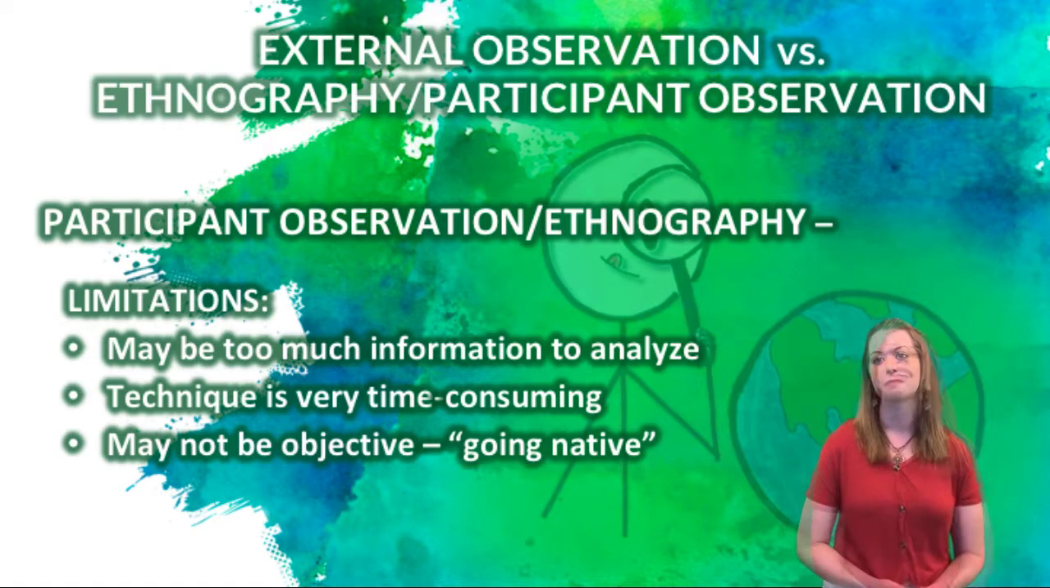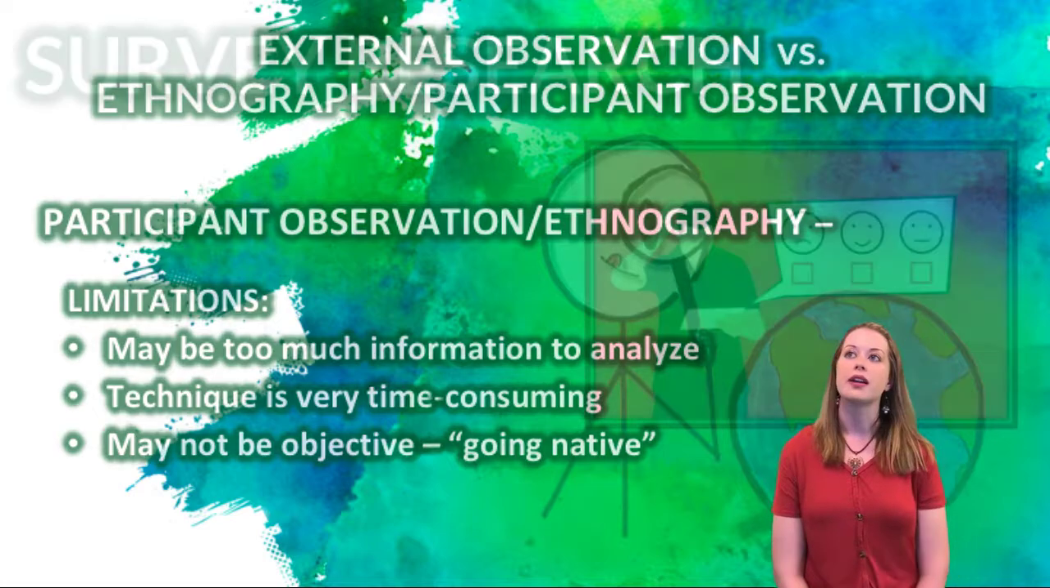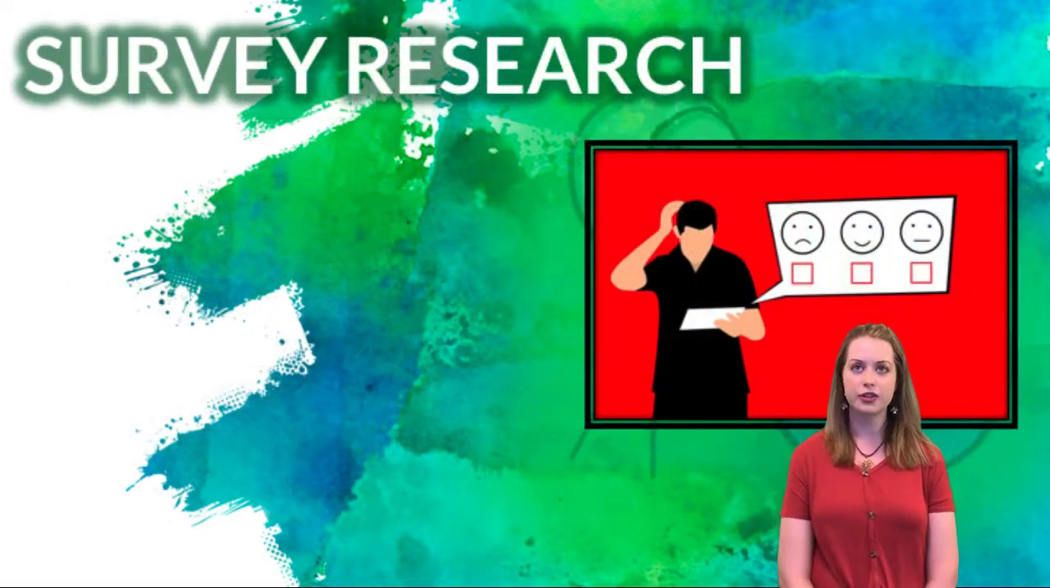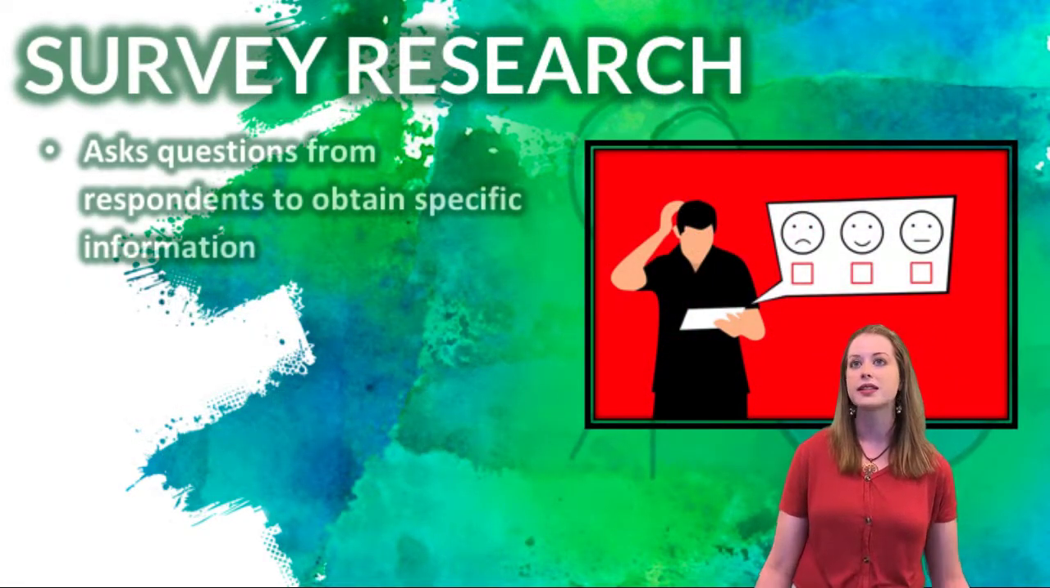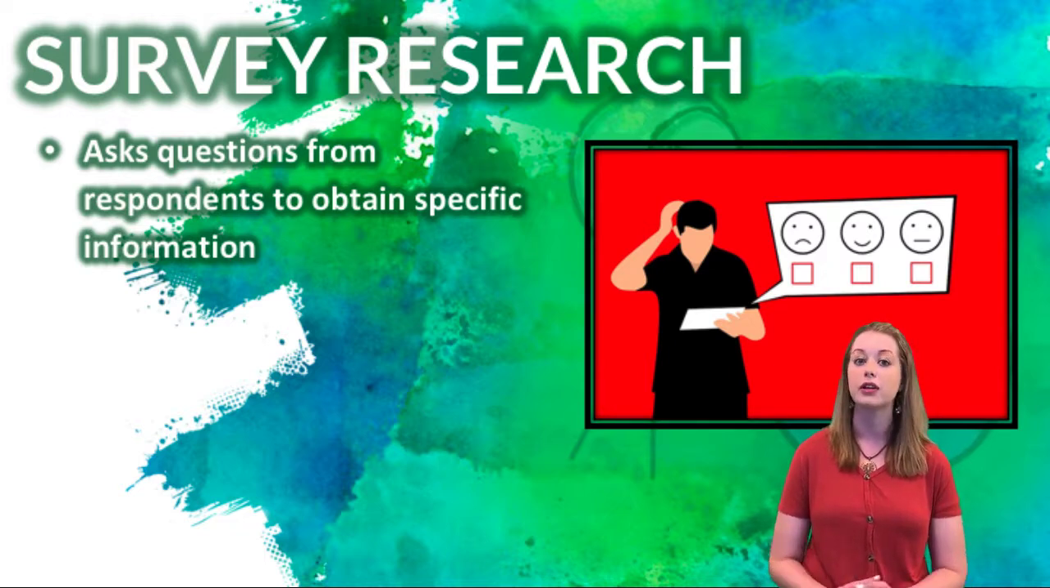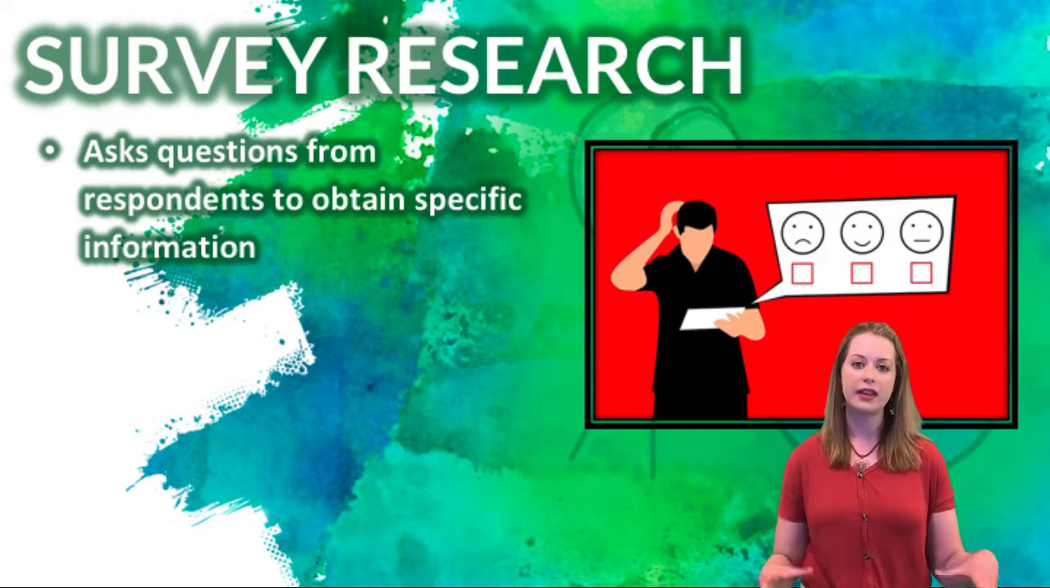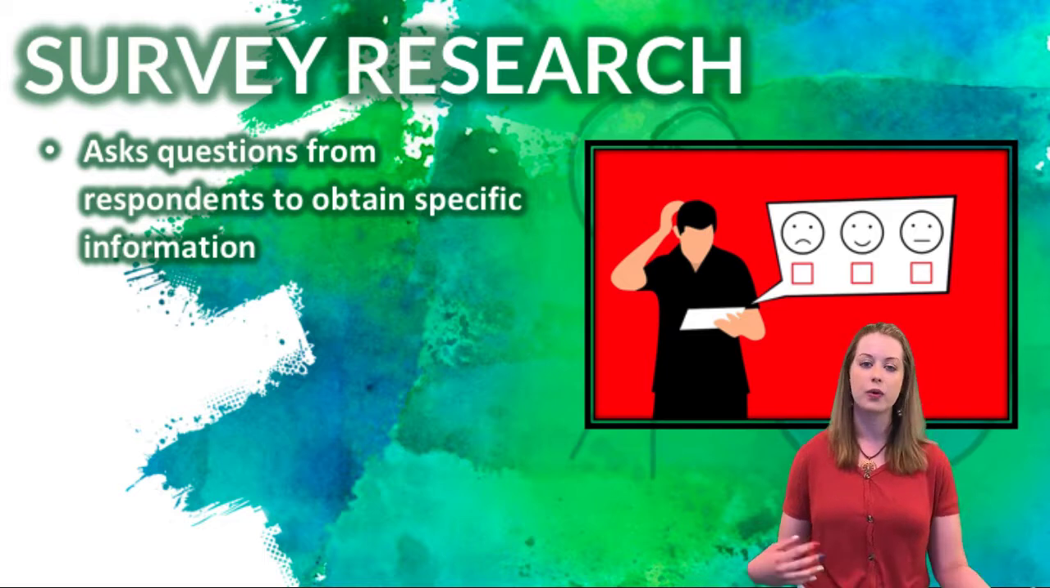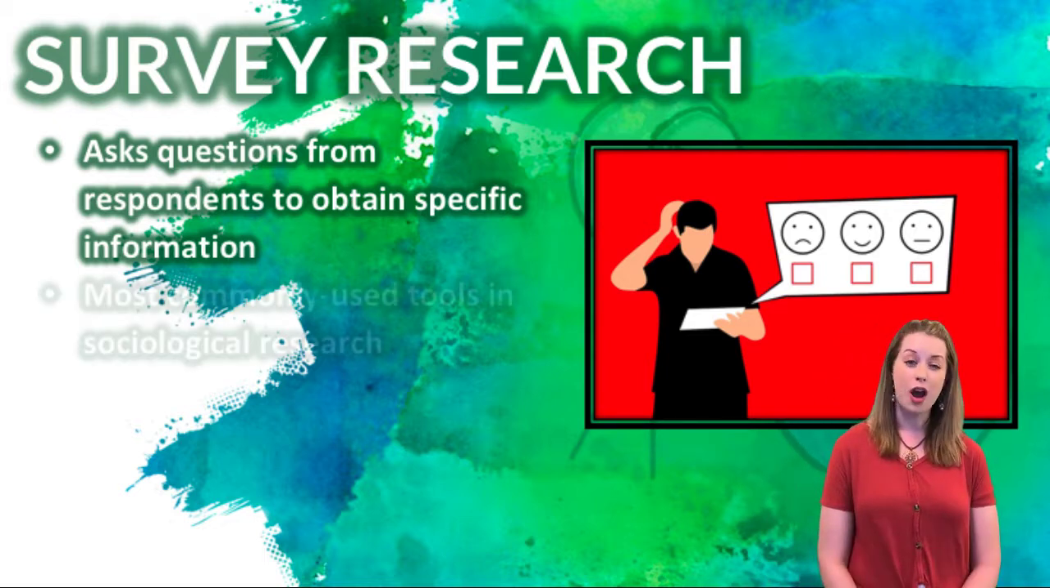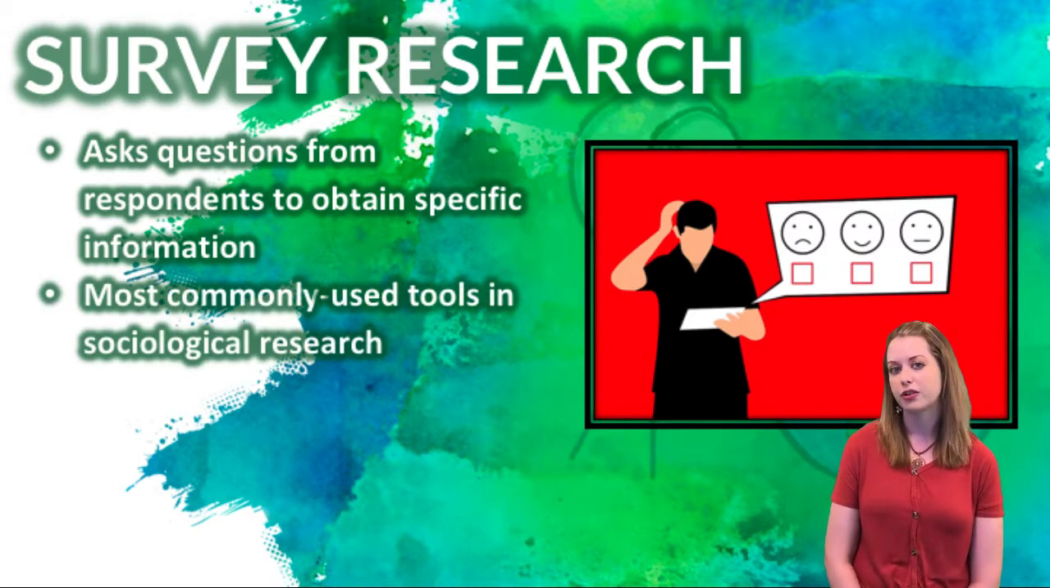So the next type of research we're going to talk about is survey research. Survey research is when you ask respondents specific questions, usually close-ended questions, either on a Likert scale, so a scale of 1 to 5, or yes or no questions, or check a box. This is the most commonly used tool in sociological research.